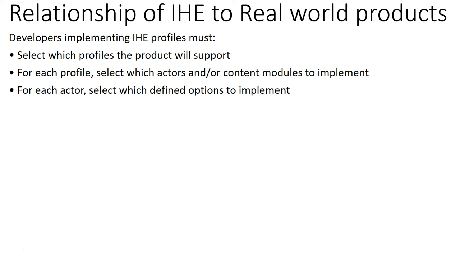In other words, if you make a brand new RIS and you say it supports key image note, it must support all of the actors and all the transactions in the key image note profile. It can't do part of it and still be compliant. It's got to do everything IHE requires of it. So that's a little bit about the technical framework, and we're going to dive into the document itself in just a moment.